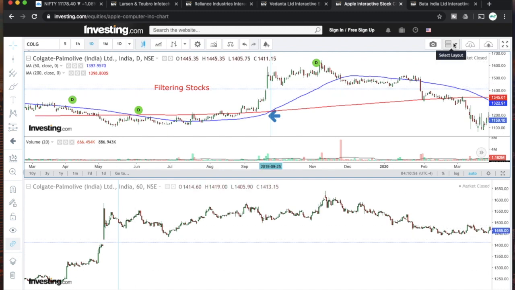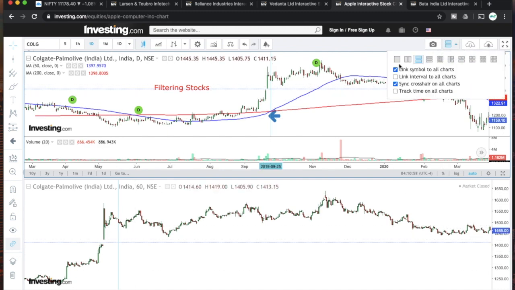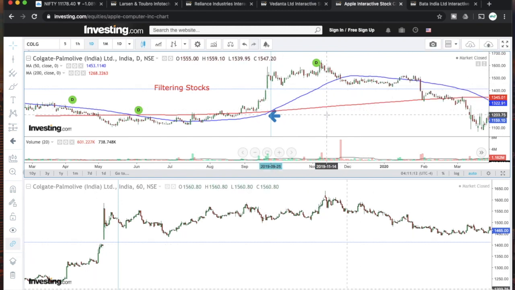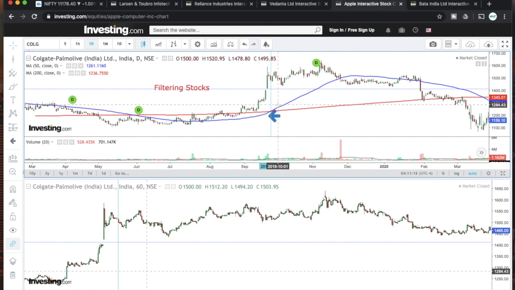You can just click on this option of selecting the layout, and you can choose whatever layout that you're comfortable with. I have linked the symbols. This means that the same symbol will come on both the screens. At the same time, I have synced crosshair. Crosshair means this cursor and the grid lines that are coming will be synced on both the screens.